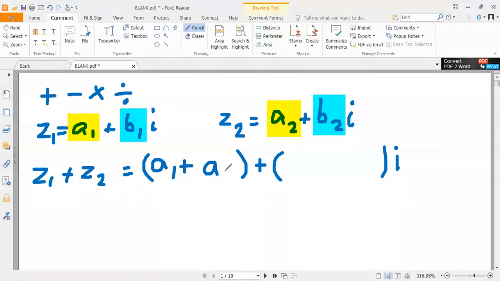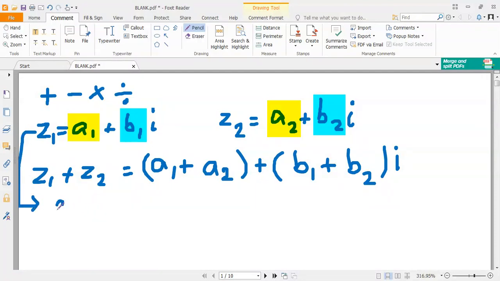So those are the real numbers of the two complex numbers that we have considered. We put them together to get A1 plus A2, and then we put the imaginary parts together. So we put B1 together with B2 to get the final imaginary part of the new complex number. Essentially, if you think that you cannot skip this step, you can make another step.